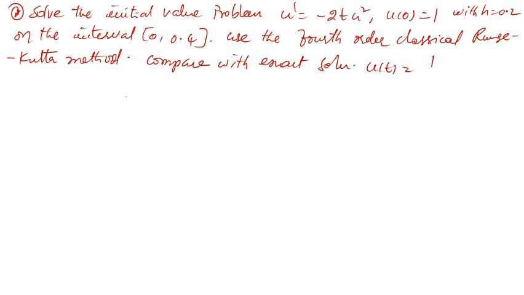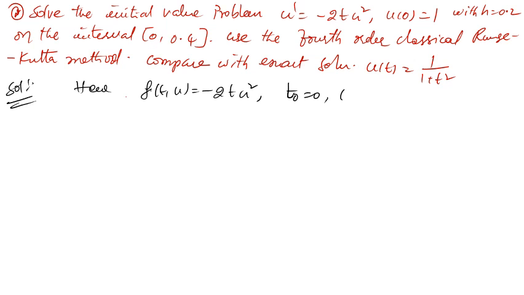u of t equal to 1 by 1 plus t square. Solution. Here, f of t comma u is minus 2t u square. t naught value is 0, so u naught value is 1, h is 0.2, therefore t1 is 0.2 and t2 is 0.4. So I have to calculate up to u2.